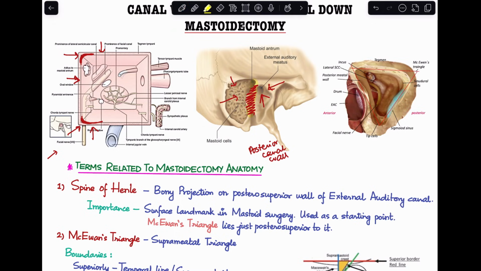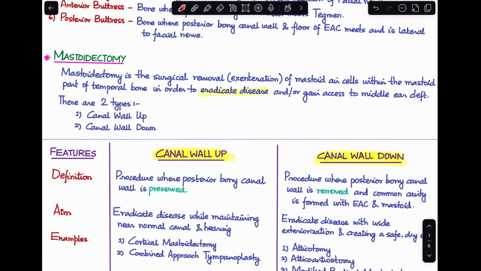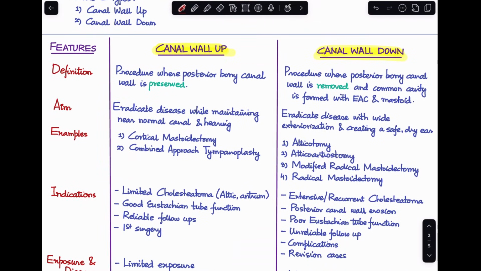And when you completely end up removing this posterior bony canal wall, and you convert the whole of this thing into one cavity, the mastoid cavity and the ESC are converted to one cavity, and that time it is known as canal wall down procedures because the canal wall has been removed completely. So that is basically what is canal wall up and canal wall down. So in canal wall up, we have preserved the posterior bony canal wall, and in canal wall down, we have removed this posterior bony canal wall, and a common cavity has been formed with the external auditory canal and the mastoid.